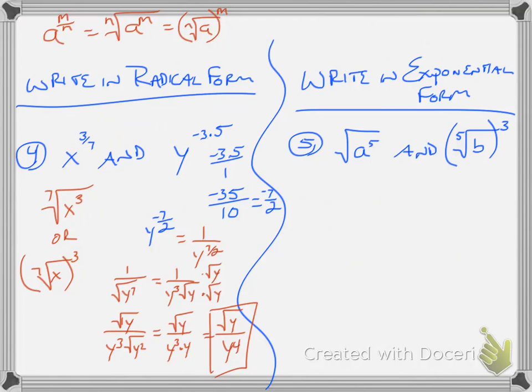Okay, in this next one, I'm giving it in radical form, and I'm writing it in exponential form. So my root here, because it's not shown, that means it's a square root. So that means my denominator is going to be a 2. And my numerator comes from the exponent, which is 5. So I have a raised to the 5 over 2. And in this one, even though the exponent's on the outside, it's the same thing. That's going to be my numerator, b raised to the 3 over, and my denominator comes from the root 3 over 5.